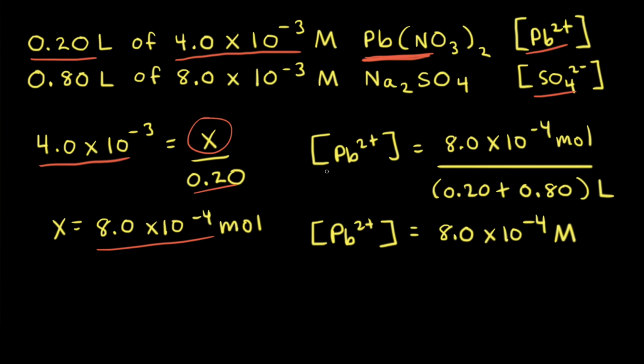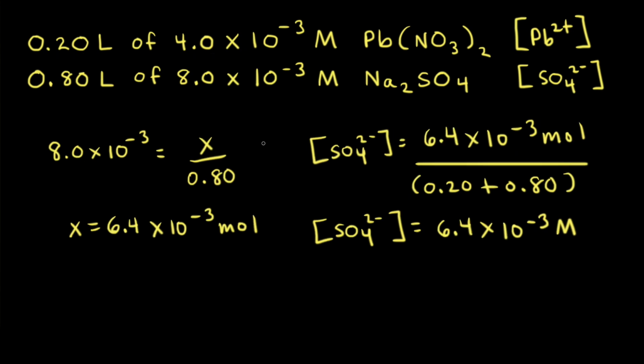Therefore, to find the concentration of lead 2 plus ions after the solutions are mixed, we plug in 8.0 times 10 to the negative fourth moles. And for the volume, we're adding these two solutions together. So the total volume of the solution is 0.20 plus 0.80. So the concentration of lead 2 plus ions would be equal to 8.0 times 10 to the negative fourth molar.